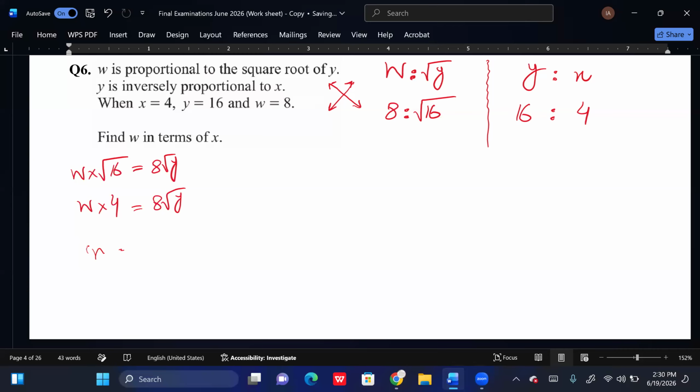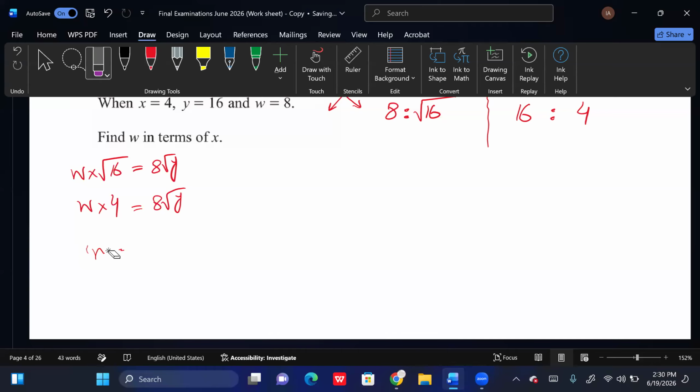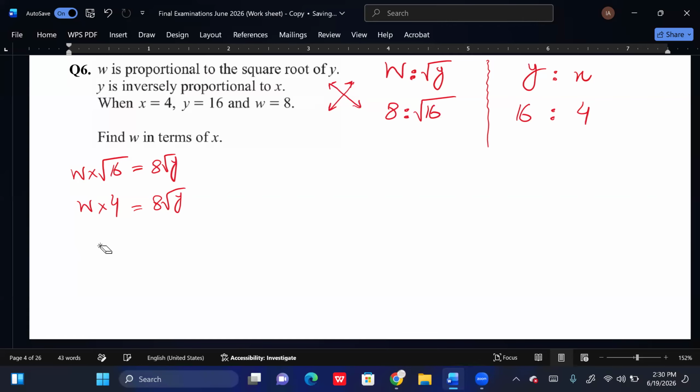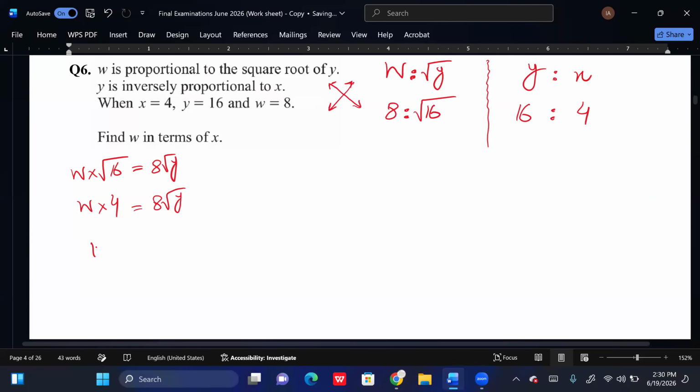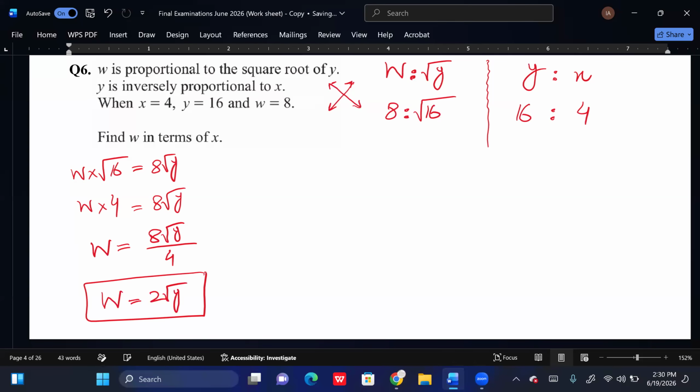Yes, we need to make w the subject. Okay, let's make w the subject here. So it's going to be w equals 8 square root y divided by 4, or w equals 2 square root y. That's the first equation. If you look at the second equation, it says y and x are inversely proportional.